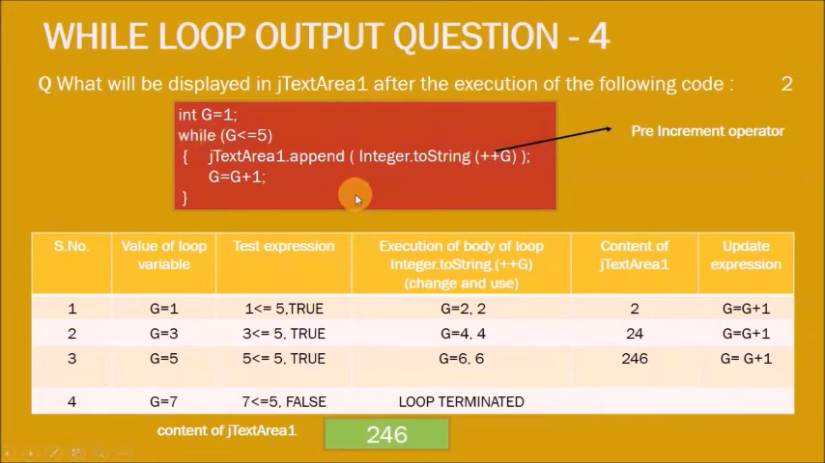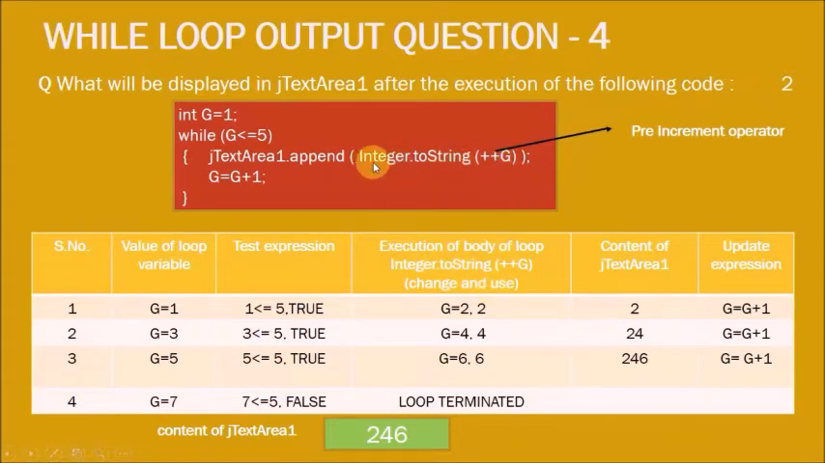So let us start running this program. So in the beginning the value of g is 1. So we are writing g equal to 1. Then we will go to the test expression. Now 1 is less than equal to 5, the test expression is true. So we'll go to the body of the loop.